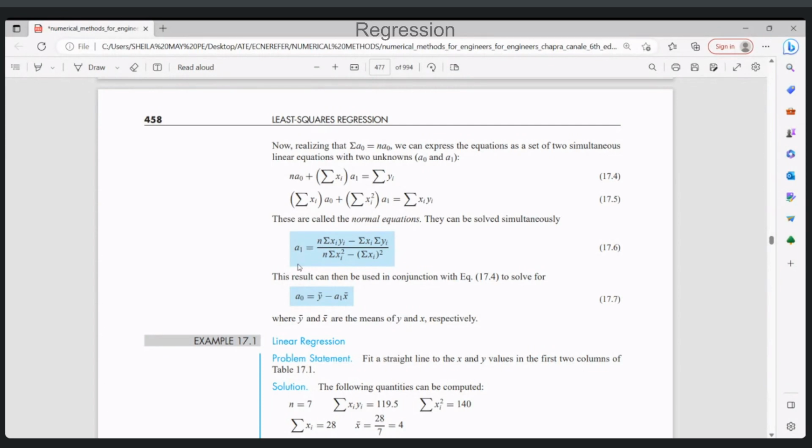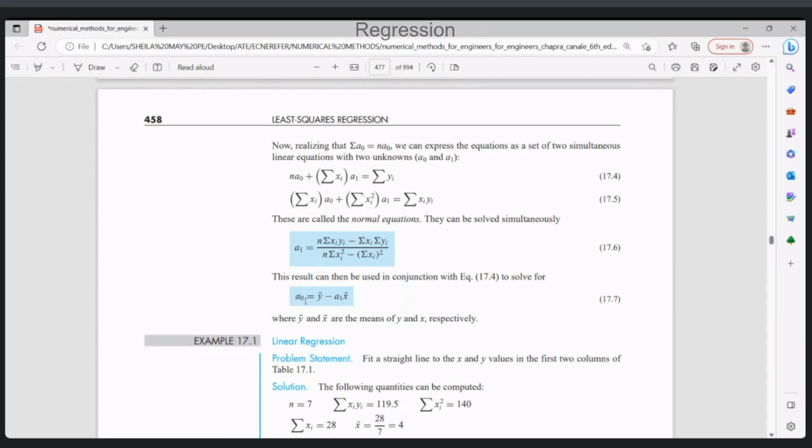We have here a sub 1, which is n multiplied by the summation of x sub i times y sub i, minus the summation of x sub i multiplied by the summation of y sub i, divided by n multiplied by the summation of x sub i squared, minus the square of the summation of x sub i. Do you understand the difference? The summation of x sub i squared means each x sub i is squared first and then all are summed. In the other term, we sum all the x sub i first, then square the sum. Follow?